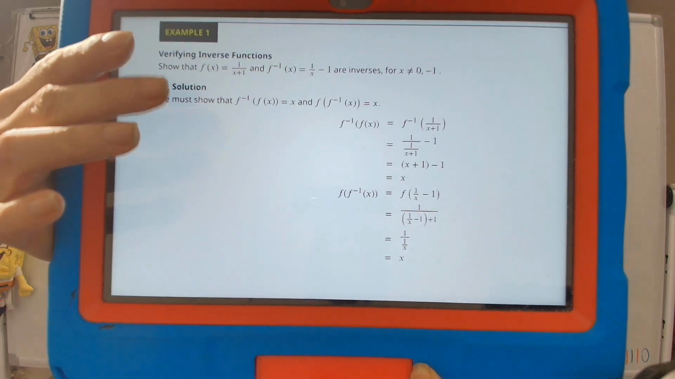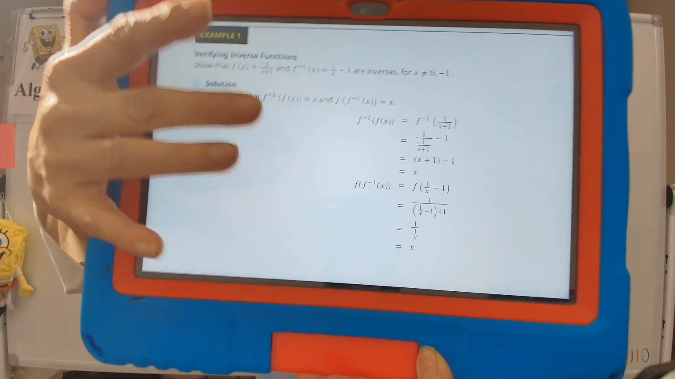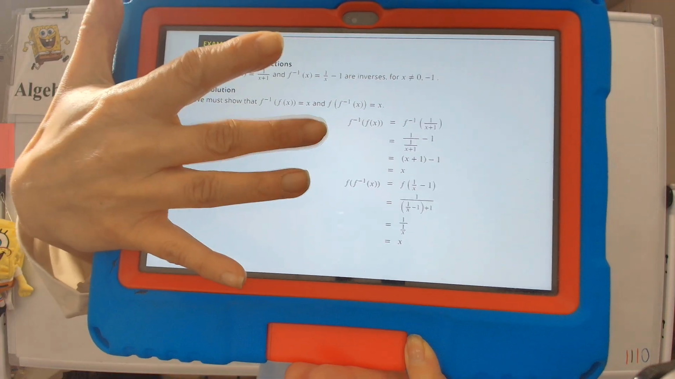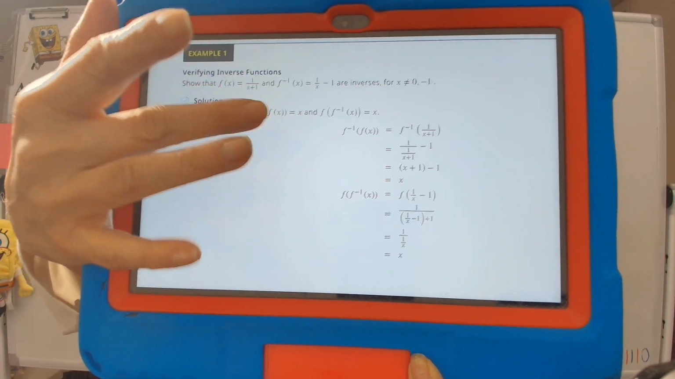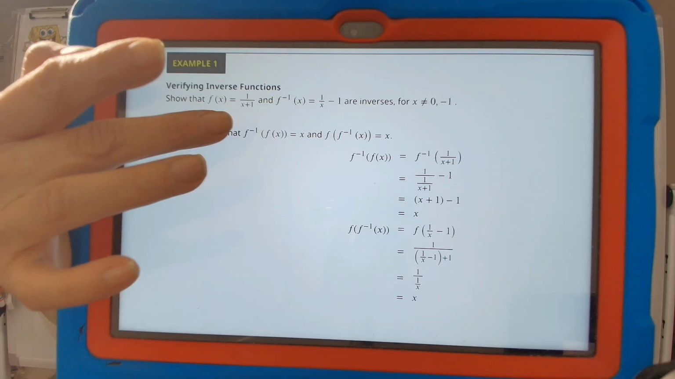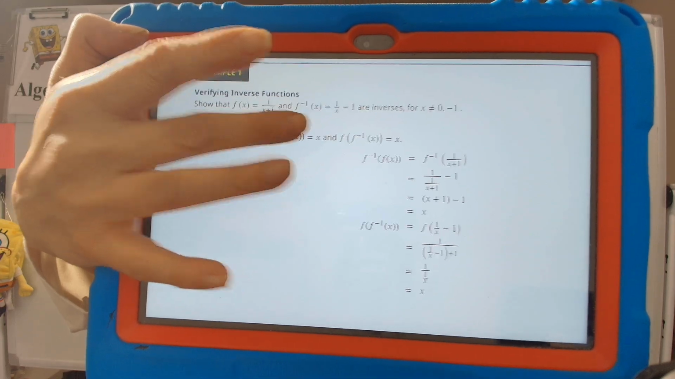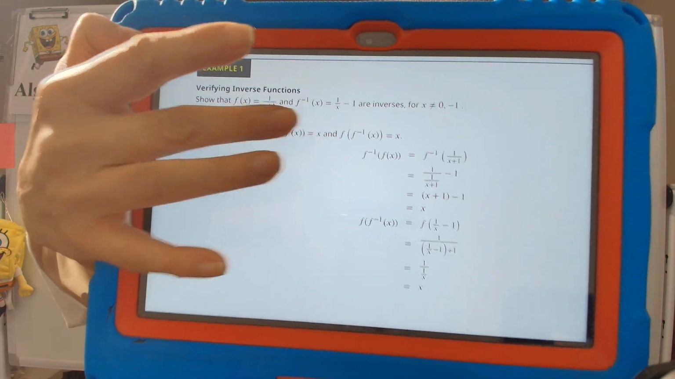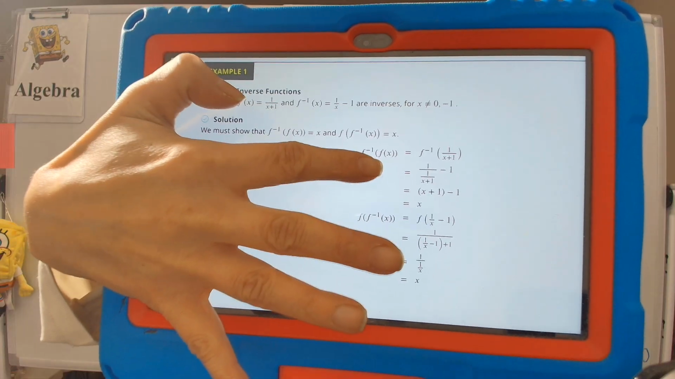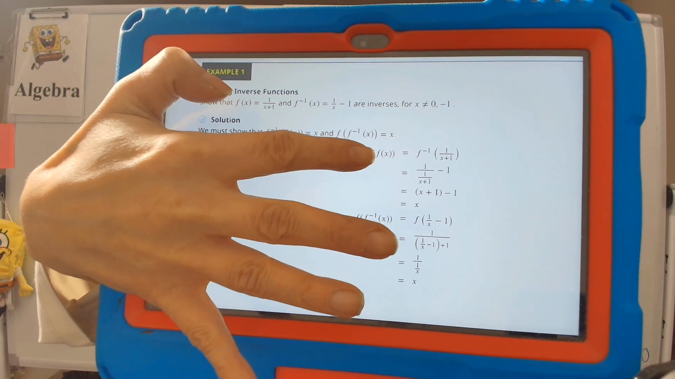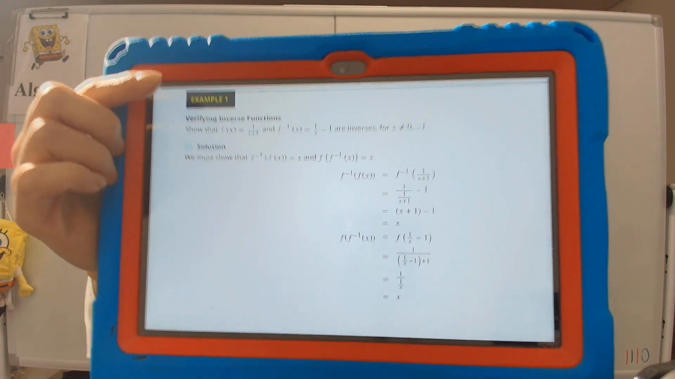Now, to show two functions are inverses, you put one into the other. For example, in this case, we'll put f of x in the inverse. How do you do that? The entire f of x, which is 1 over x plus 1, will be put in the place of x. That is, 1 over x plus 1 will become the new x, right here. So it becomes 1 over, the new x, which is 1 over x plus 1, minus 1. And don't forget how to do this kind of fraction.